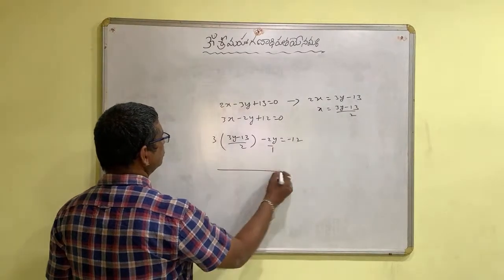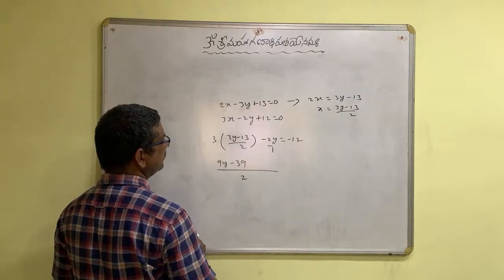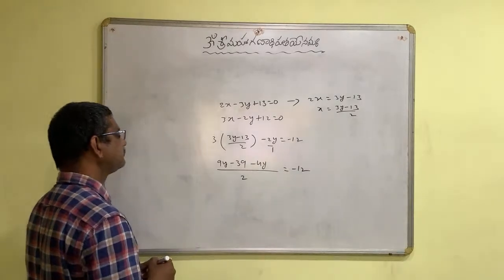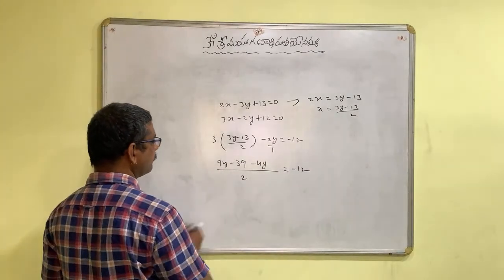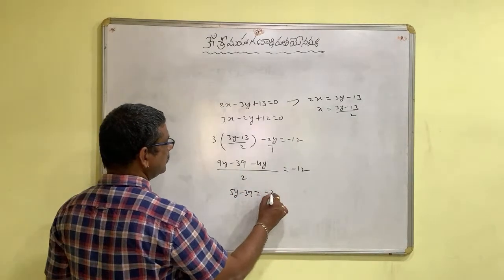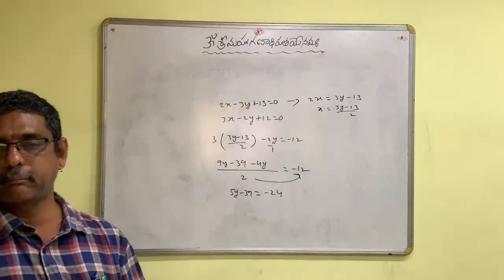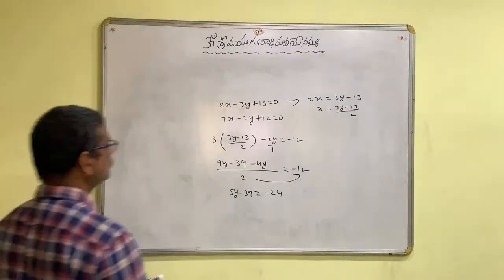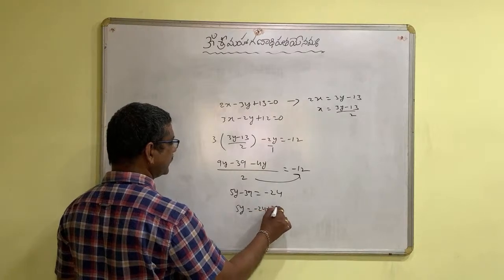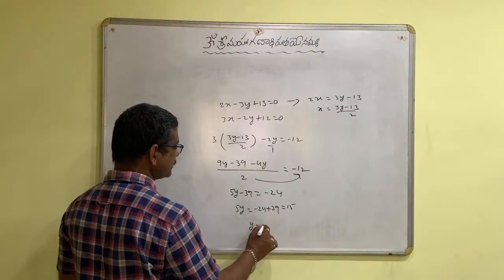Now take the LCM, 2. 9y minus 39 minus 4y is equal to negative 24. 9y minus 4y, 5y minus 39 is equal to negative 24. So 5y is equal to negative 24 plus 39, which is 15. Then y is 3.